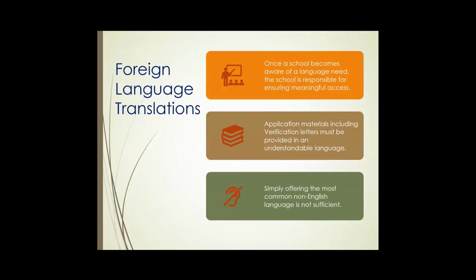Once a school becomes aware of a language need, the school is responsible for ensuring the individual's application and other household materials, which can be letters, instructions, notices, and verification materials, are provided in an understandable language. Simply offering the most common non-English language is not sufficient. LEAs may use the translated application materials available through FNS to ensure households comprised of LEP individuals have access to free and reduced price application materials in a language they can understand.